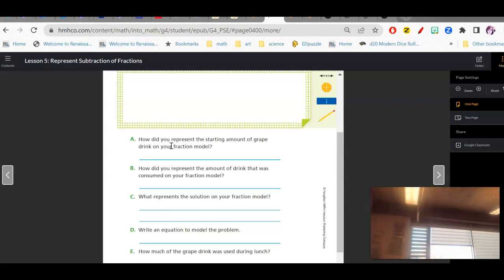Okay. All right, B. B says what, Luke? How do you represent the amount of drink that was consumed on your fraction model? So we crossed off 3 of the 10s, right? We crossed off 3/10 or 3 1/10, right? 3 1/10. Yep, because 3 of the 1/10 sections. Each of those is worth 1/10.